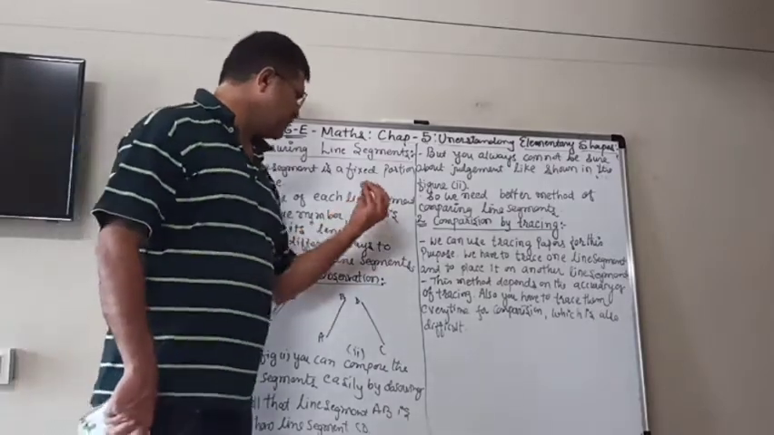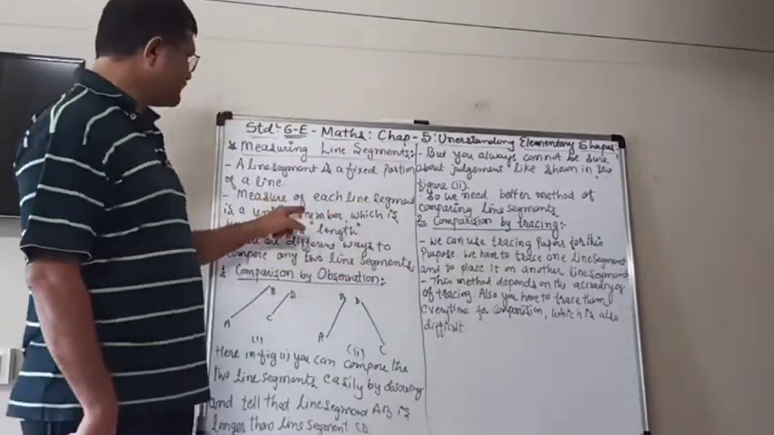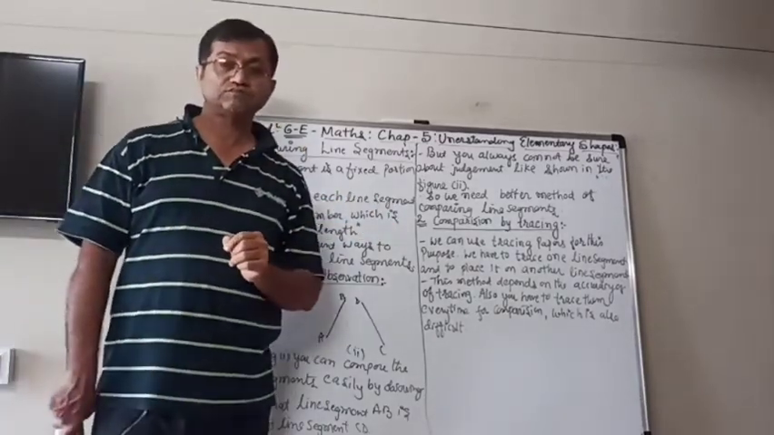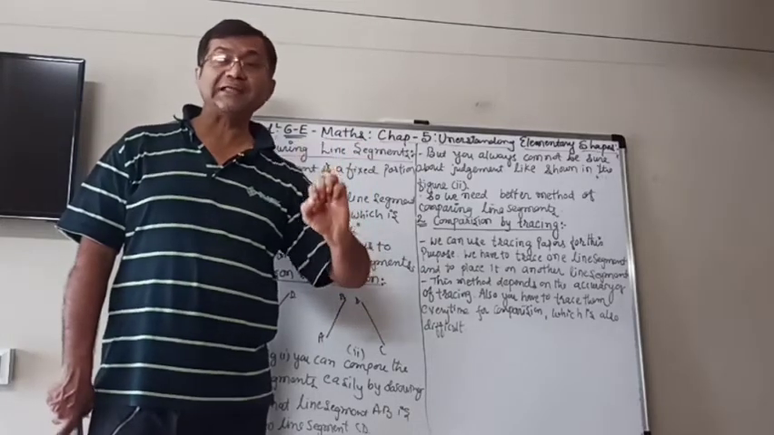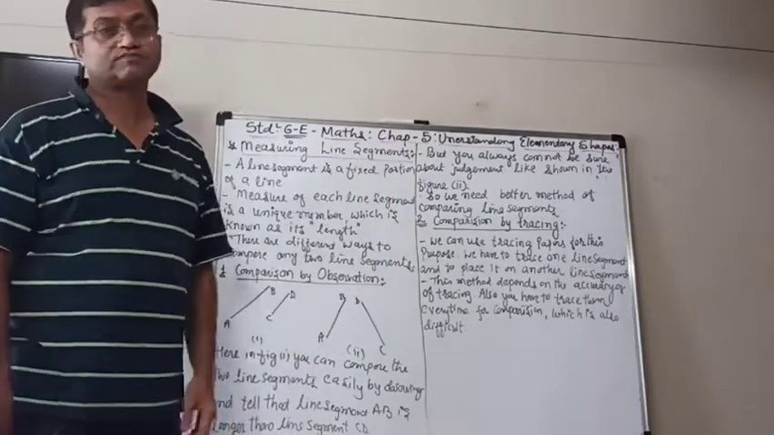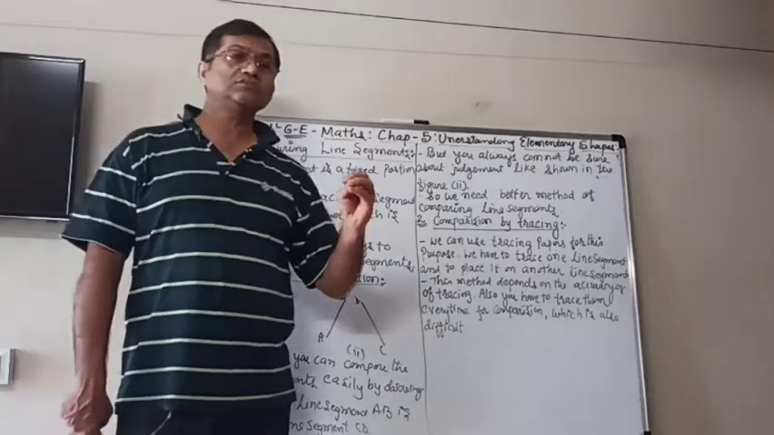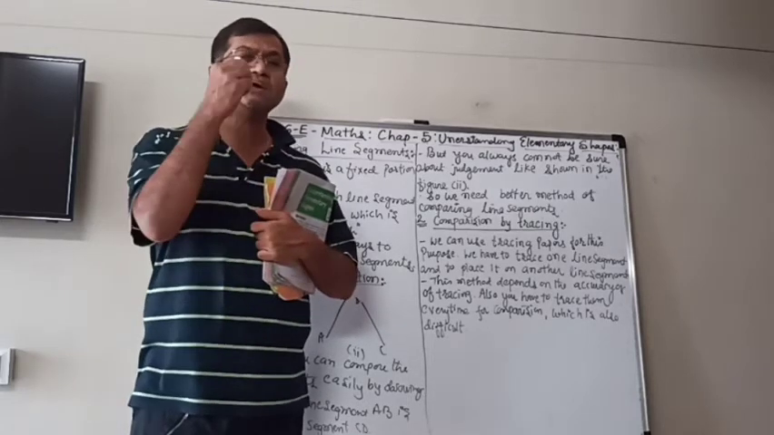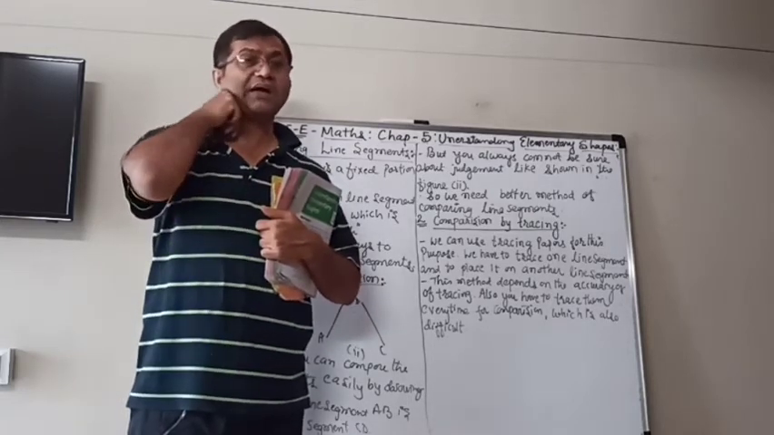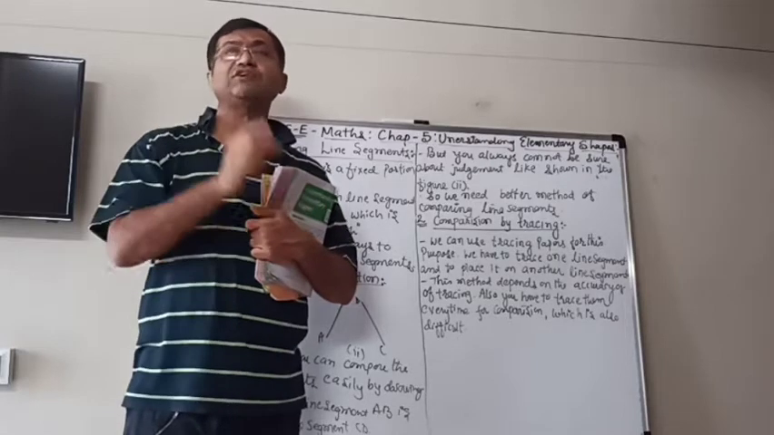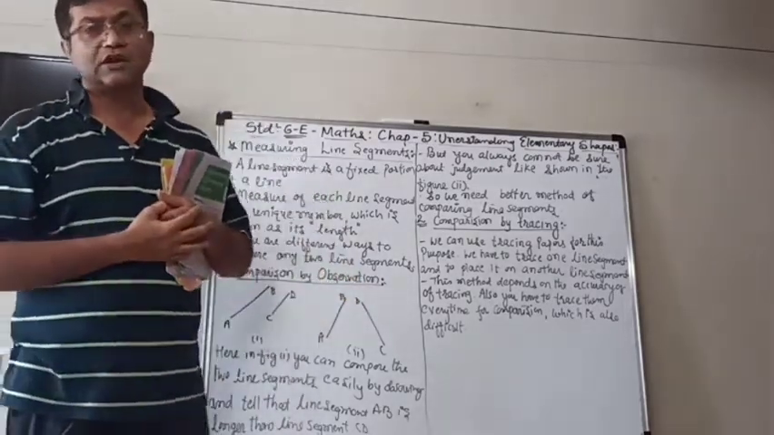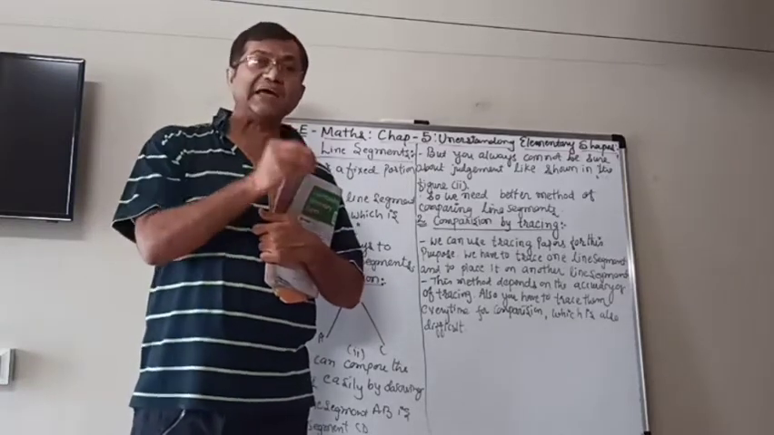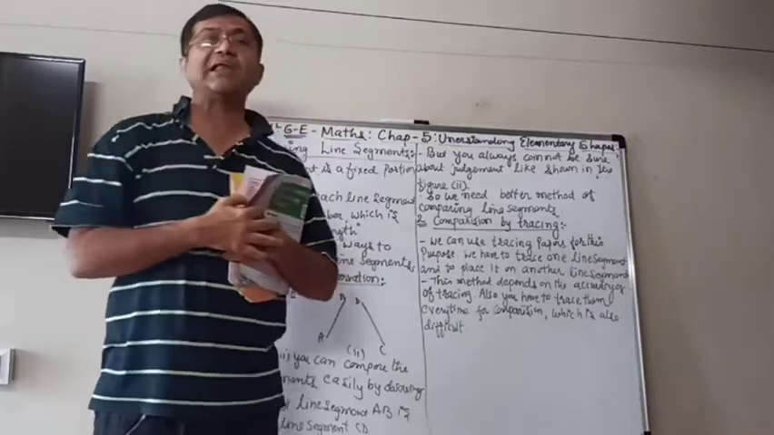So now, what is the measurement actually? The measure of each line segment is a unique number, which is known as the length of the line segment. So every line segment is connected with a unique number, which is the measurement of it, and it is known as the length of that particular line segment.